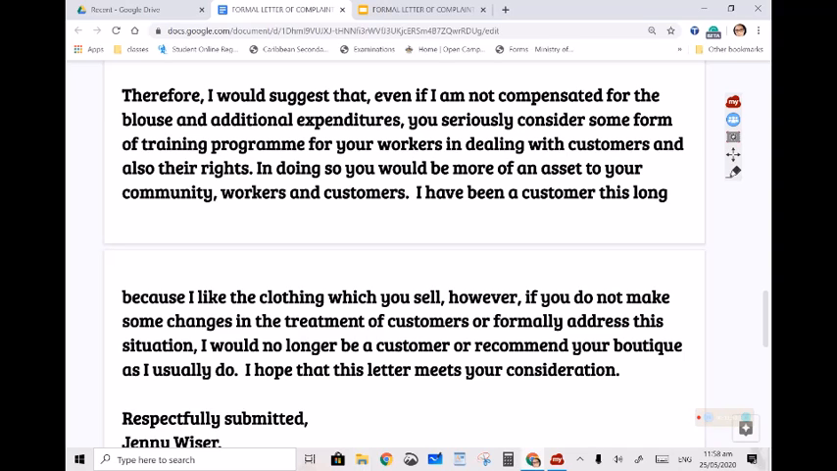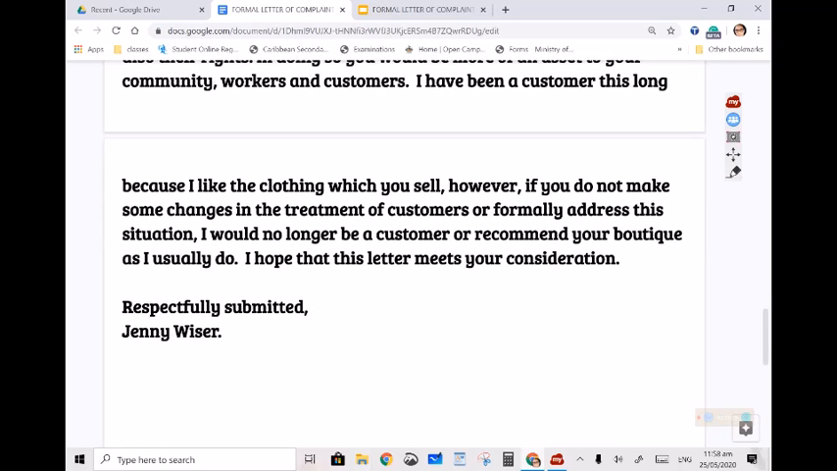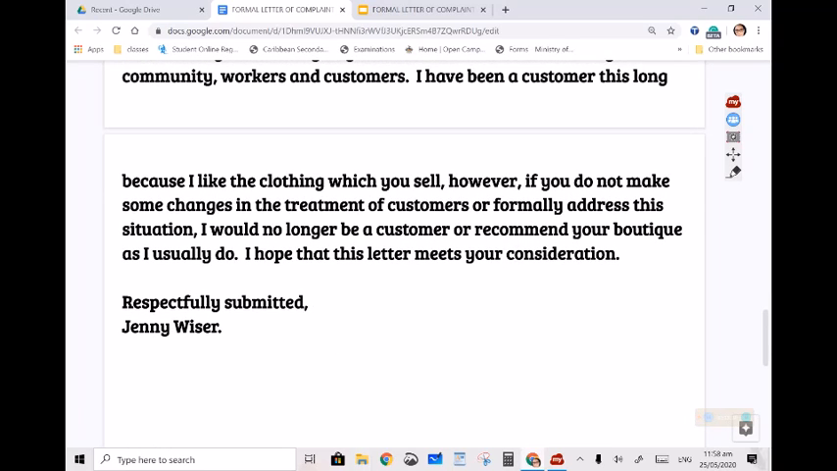Therefore, I would suggest that even if I am not compensated for the blouse and additional expenditures, you seriously consider some form of training program for your workers in dealing with customers and also their rights. In doing so, you would be more of an asset to your community, workers, and customers. I have been a customer this long because I like the clothing which you sell. However, if you do not make some changes in the treatment of customers or formally address the situation, I would no longer be a customer or recommend your boutique as I usually do. I hope that this letter meets your consideration.